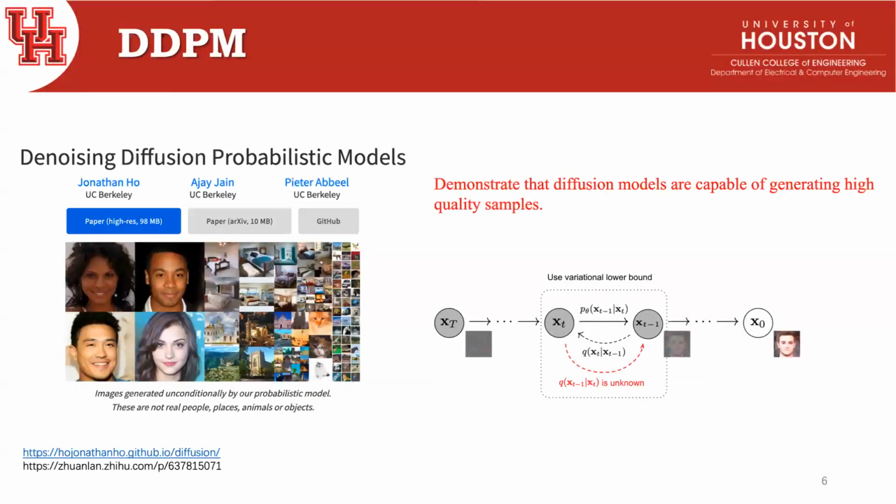And in 2021, the researchers from Berkeley proposed DDPM. They demonstrated that diffusion models are capable of generating high quality samples. I think this is very important research that put diffusion models to a higher level.